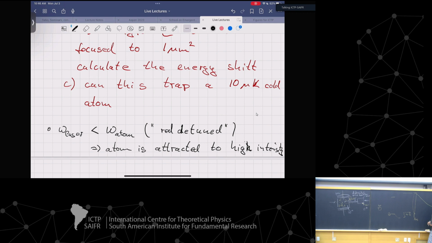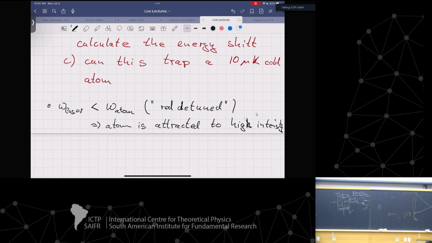And okay, this is a really bad drawing. Yes, and now you have a situation where the most intense point is here. So the atom wants to go to the focus of the laser spot. That's in the red detuned regime. And I will talk about this a tiny bit more. But the other regime could also be nice.